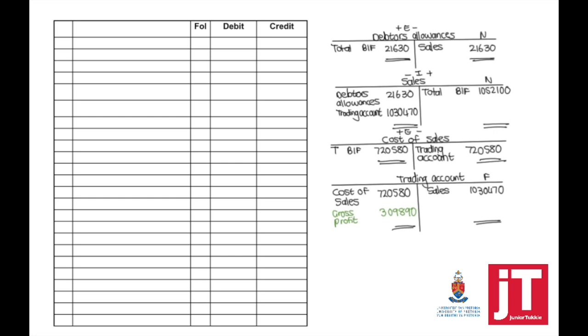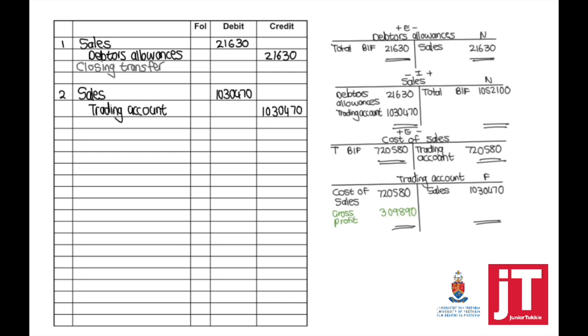Number one, we've taken the debtor's allowance and we've closed it off to sales, which means sales is debited, account credited, the debtor's allowances. And then our narration, we're just going to write this was a closing transfers. Then step number 2, sales was closed off to the trading account, which means sales is debited, account credited, the trading account. Again, narration, closing transfers.